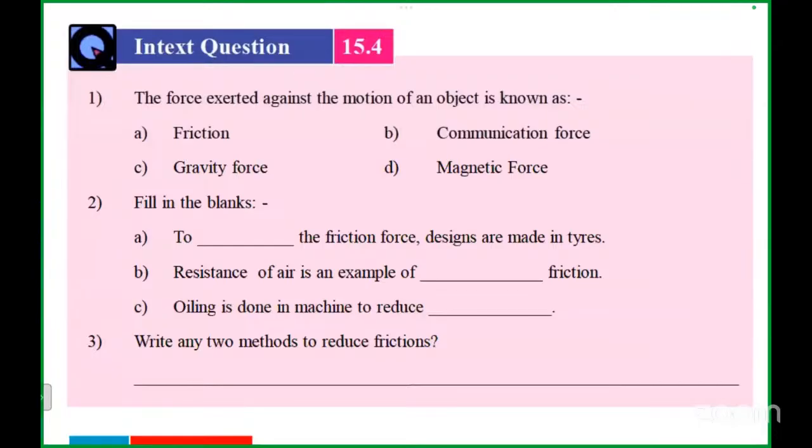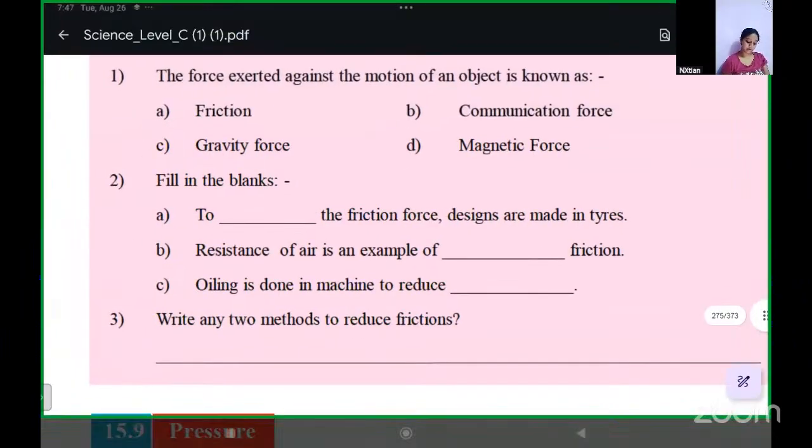Exercise 15.4. The force exerted against the motion of an object is known as friction force. Yes, Abraham, friction force.